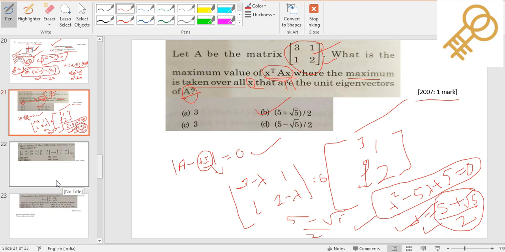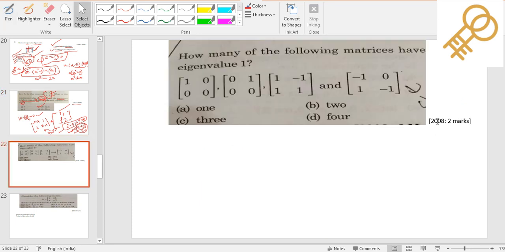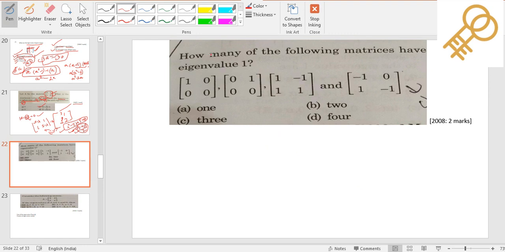Moving toward the next question, which was asked in 2010 for 2 marks. The question asks how many of the following matrices have the eigenvalue 1. They have given 4 matrices, and they are asking which of these matrices will have the eigenvalue 1. So we'll solve one by one, find the eigenvalues, and check whether they contain 1 or not.